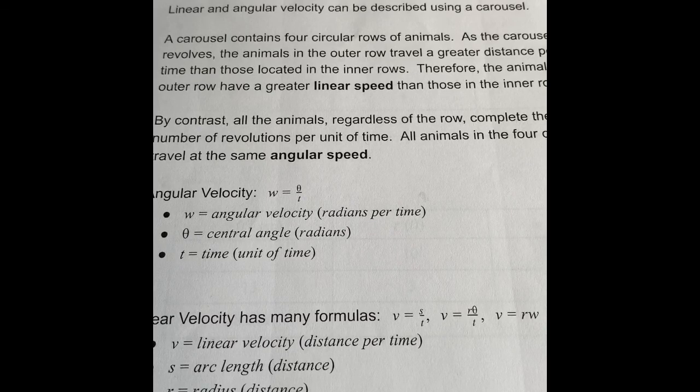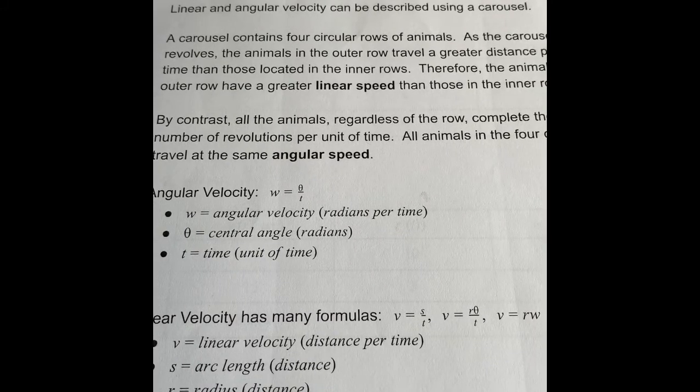In this next unit, we are going to be working with formulas. And in order to use these formulas, we have to make sure that the angle that we are given is measured in radians. So if they give us something in degrees, we have to convert it to radians first. So we're going to be looking at linear and angular velocity.